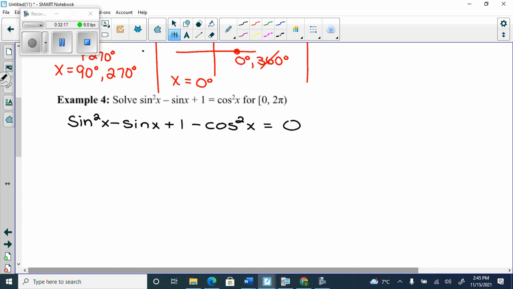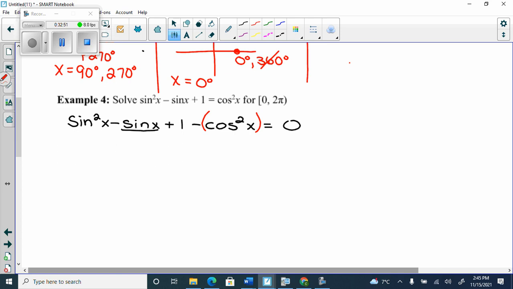Now, I could swap out sine squared x or I could swap out cos squared x. This is how you know which one to swap. What's my single one? My single one is a sine. So I have to switch everything to sines. So whatever your single one is, you need to make everything else be it. So I'm not going to swap the sine squared. I'm going to swap the cos squared. So I'm going to put this in brackets. I need to swap the cos squared, not negative cos squared. I just want to swap the cos squared.